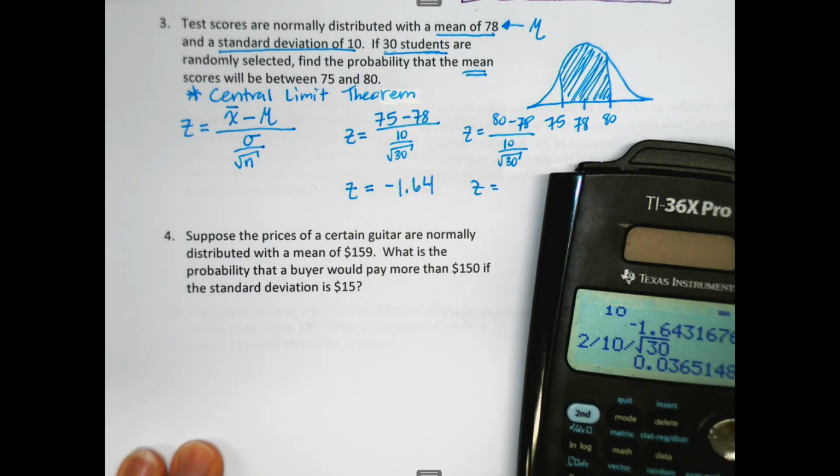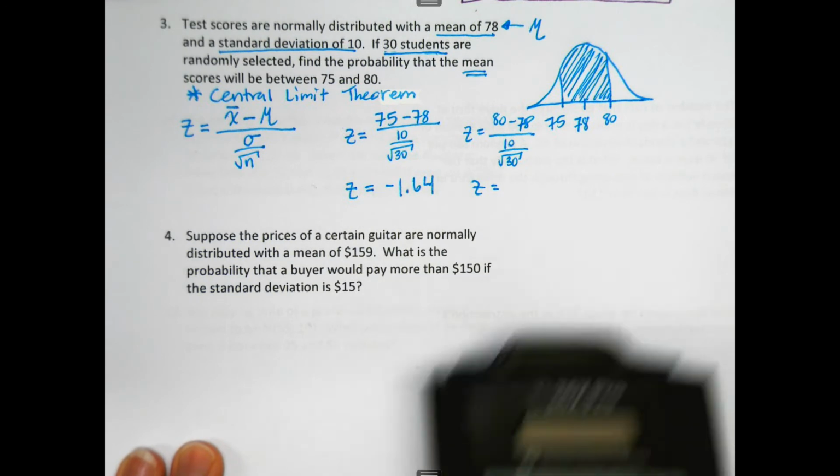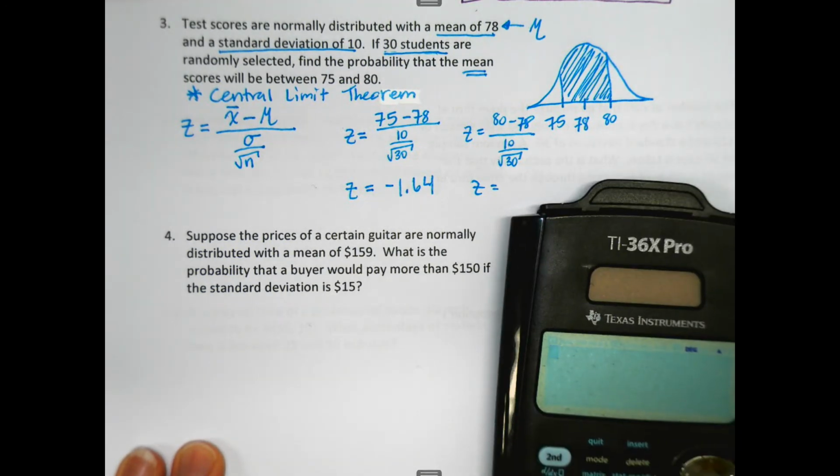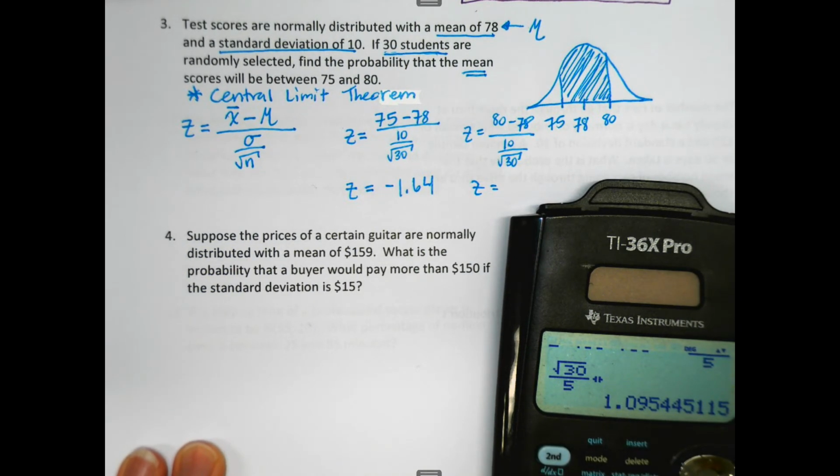We get approximately 1.095. We're going to round that to 1.10.